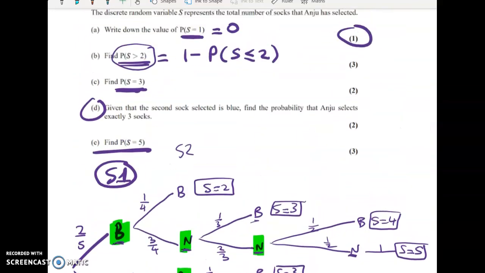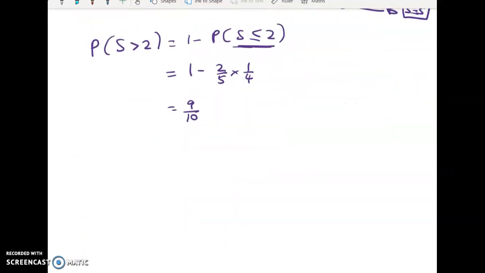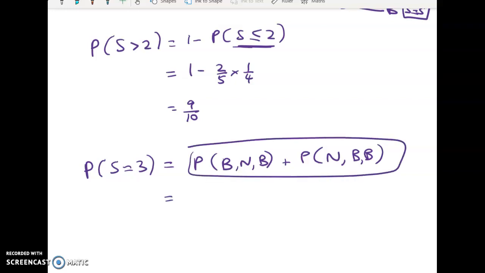And the next question is what's the probability that she took 3 goes to get the 2 socks? Now, you can do it off the tree, or you can think about it with scenarios, right? So blue, not blue, and then blue would have worked. And not blue, blue, blue would have worked. And if you can do this in your head without the tree, then that's just great. But a lot of you probably will go wrong doing it that way when you first start doing these.